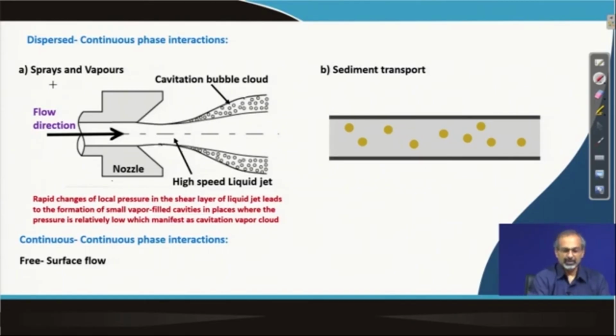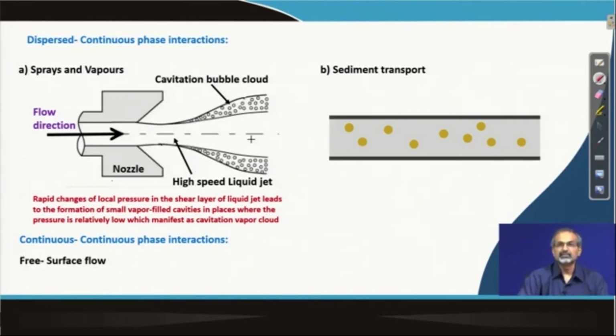So, you have a continuous liquid phase in the form of the jet, and you have the formation of bubbles which exist in a dispersed manner in the periphery of the jet. So, this is an instance of dispersed continuous phase interaction.